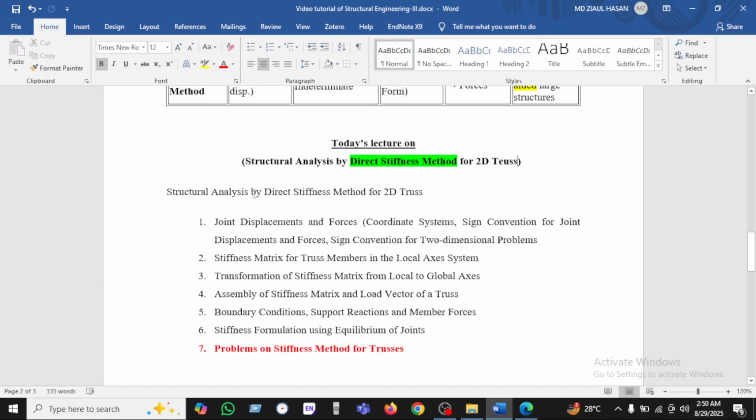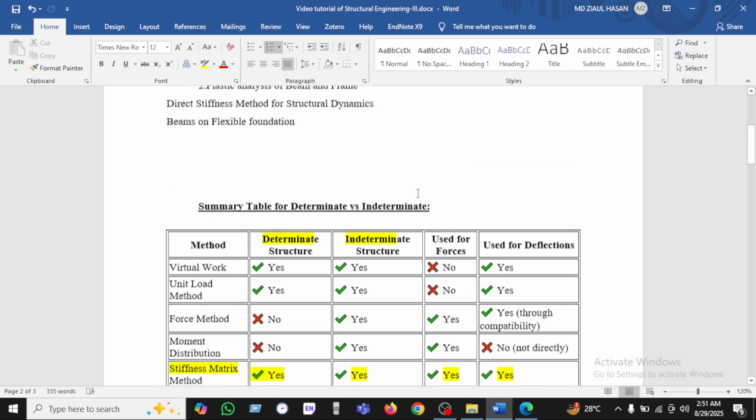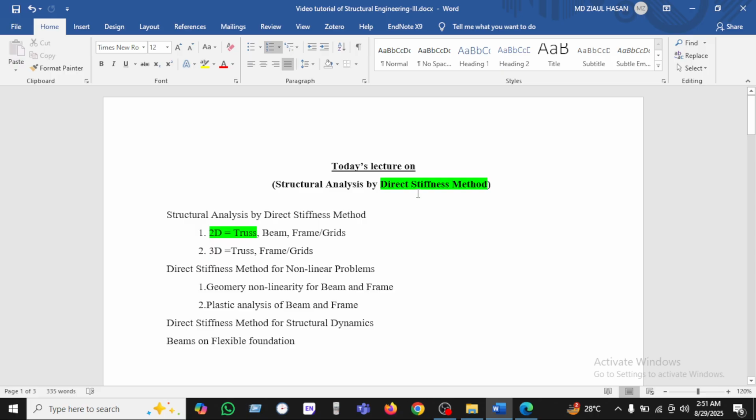Hello everyone, today I am going to deliver a lecture on structural analysis by the direct stiffness method for 2D truss. Before I deliver on this topic, I want to show you some of the implementation of this method.